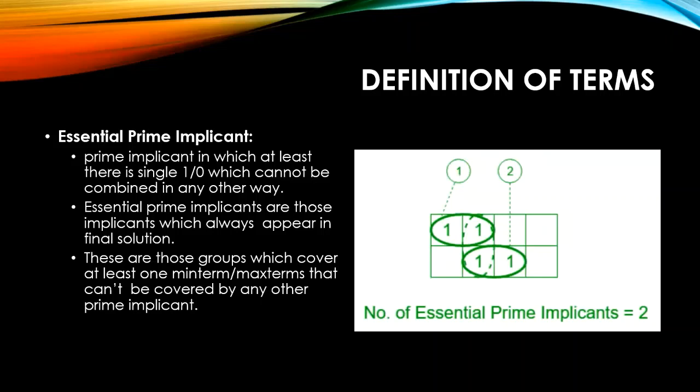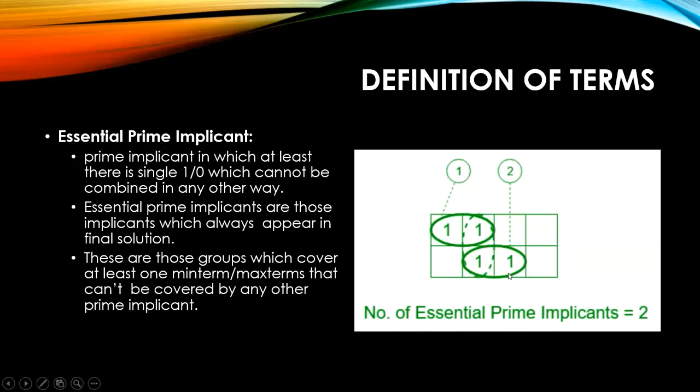If we say essential prime implicant, there is an exclusive one or zero on that group. For example, initially we have three prime implicants, but based on our analysis, only two have an exclusive one on its group. The first group has this one, which is not part of the other group. So this is exclusive to that group, and it is considered an essential prime implicant.